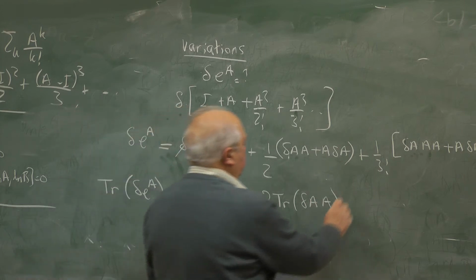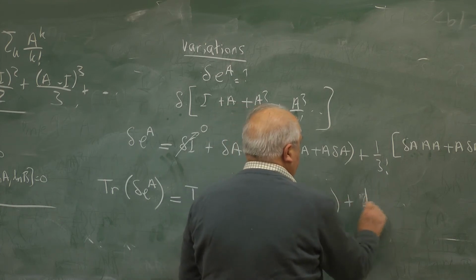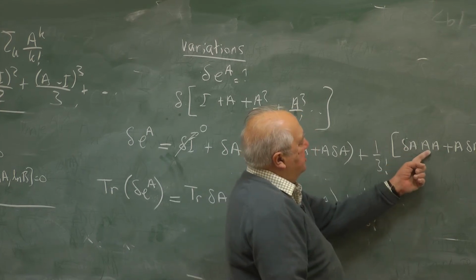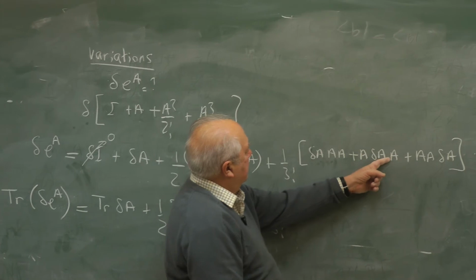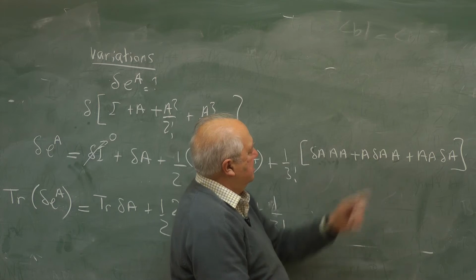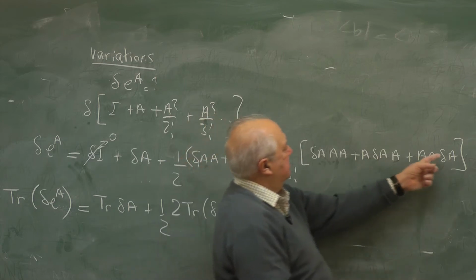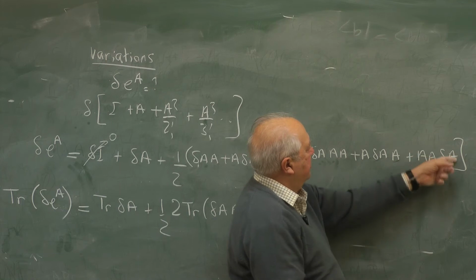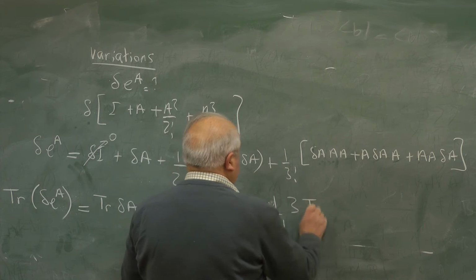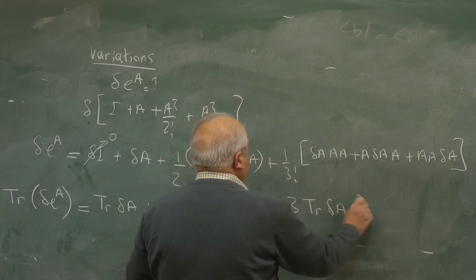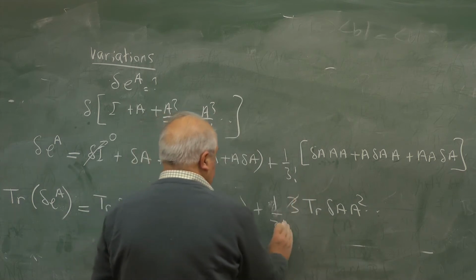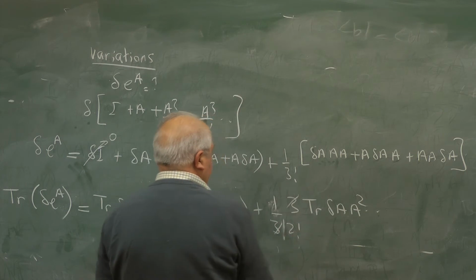How about here? 1 over 3 factorial. So this is A square. So I can put it back here under the trace, circular permutation. Delta is up in front. And here I can put this one to the back. So 3 times trace delta A square, etc. So it goes. So 3 cancels 3 here, leaving 2 factorial.